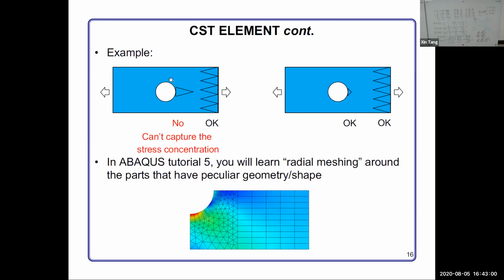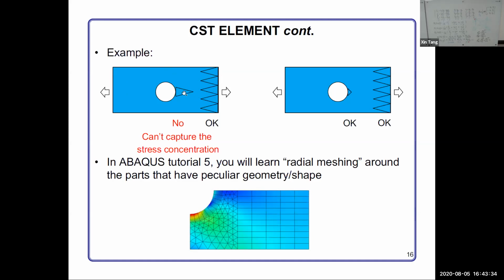Now, because the stress here is changing, it is concentrated very quickly. If you mesh this plate using one type of element with the same size, so this is a CST element, you put this CST element on the neighborhood of this hole. You also use the same element at the far field.